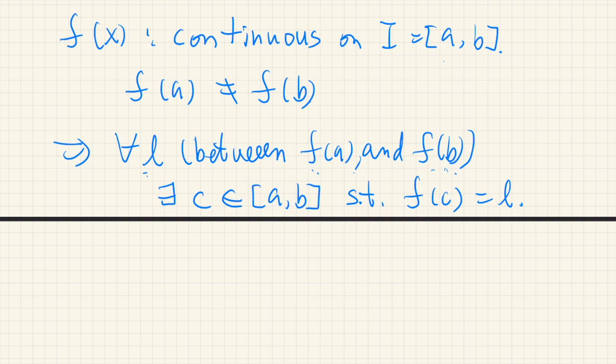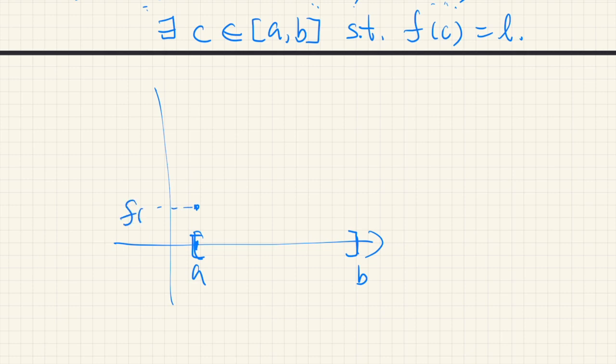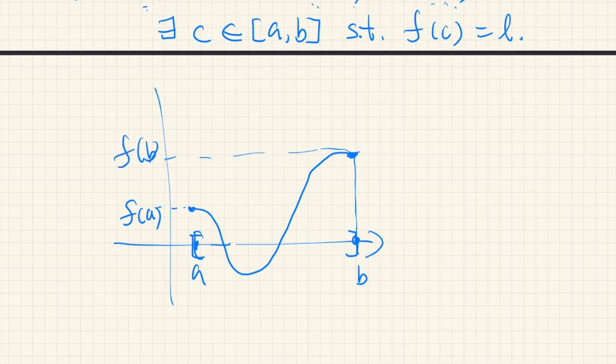Try to understand what this means. Suppose we have a here and b here. We consider this closed interval, and the value of f of a is somewhere here, suppose. It's a continuous function, and the value of f of b is somewhere here. So let's pick any value between f of a and f of b, let's say somewhere here.